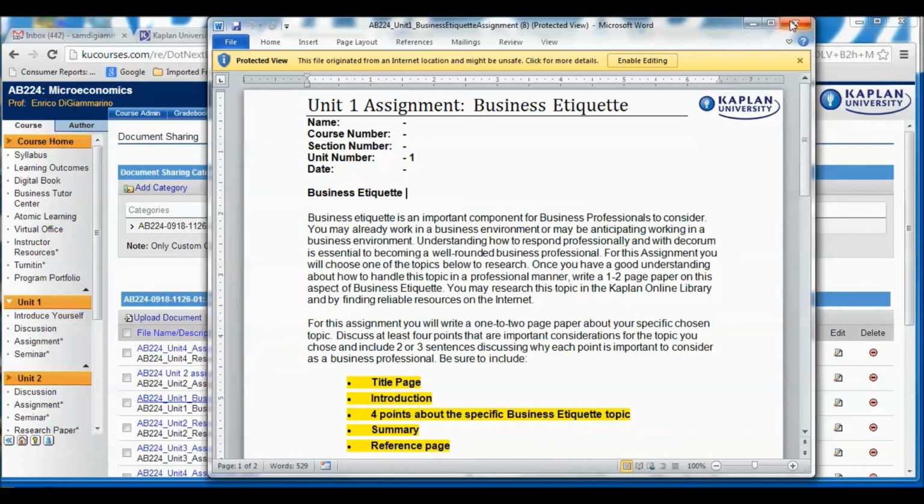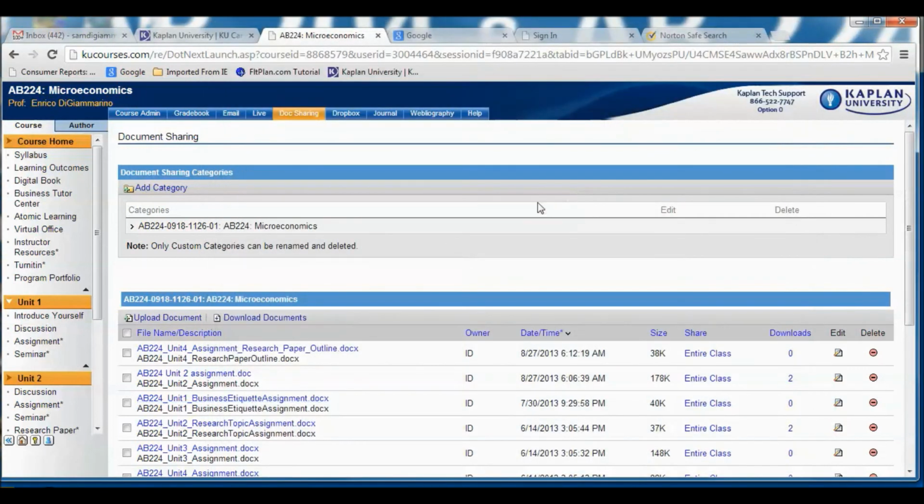Okay, so that takes care of the business etiquette assignment. Again, you say, well, that's not economics. No, it isn't. It's general education literacy. Rather than you having to take a course on etiquette and ethics, we include it in the various courses that you take. So, we've got that taken care of.